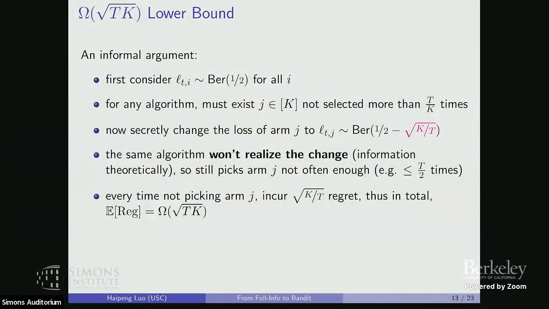Every time you're not selecting arm j, the best arm, you incur the gap amount of regret, and you're not picking it for half of the times. That's why you suffer root TK regret. You can make every step formal, but this is the idea.